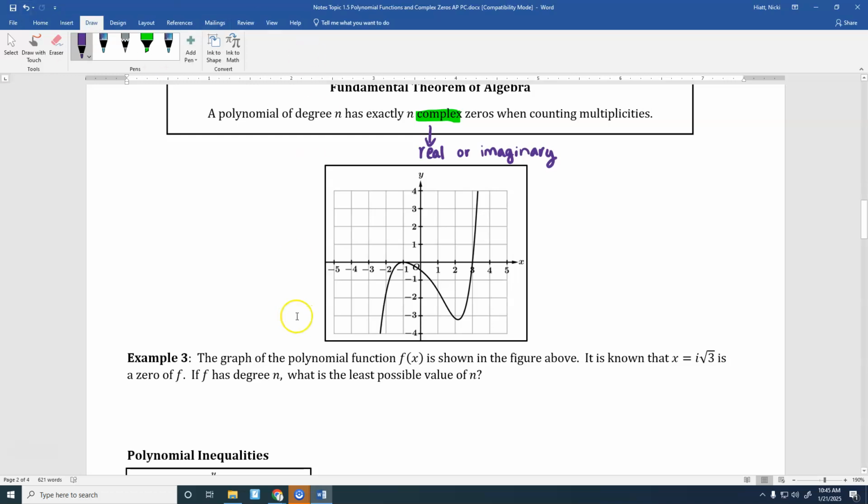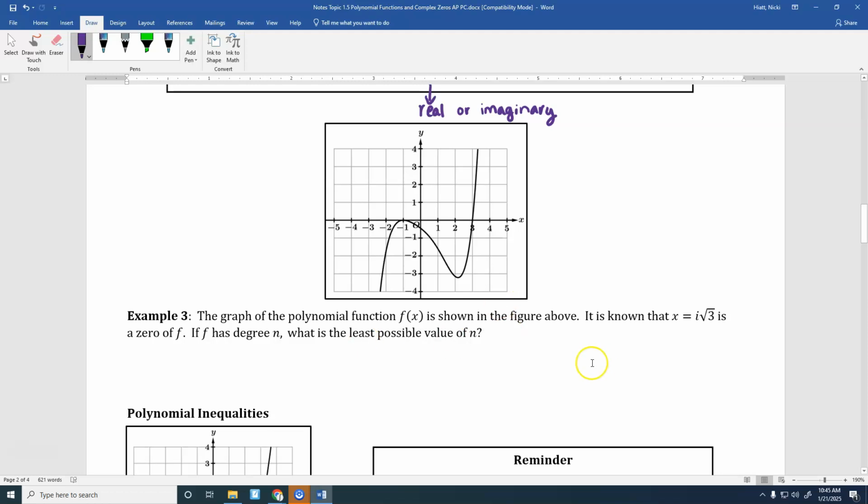So here is a type of question that they love to give. Okay, they give you this graph. They say the graph of the polynomial function f is shown in the figure above. It is known that x equals I square root of 3 is a 0 of f. If f has degree n, what is the least possible value of n? And so they've given us a graph. They have also told us it is known that x equals I root 3 is a 0 of f.